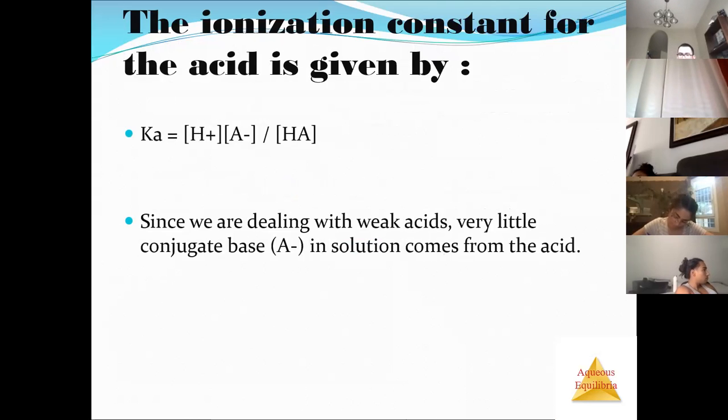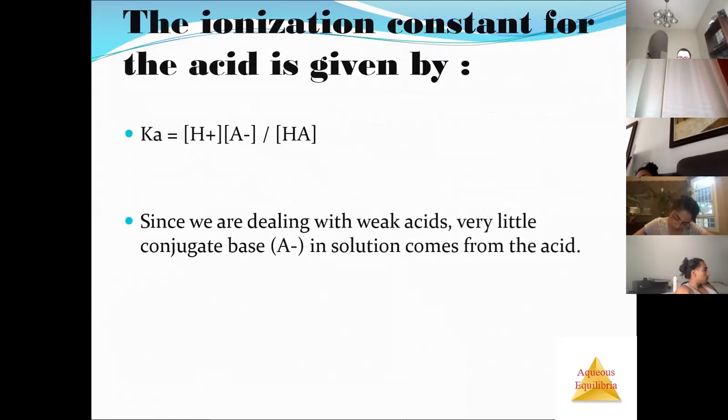So I have my equilibrium expression up here. I get very little A minus from the conjugate. If I have HA in solution, I'm generally putting in much more acetate from the salt than I am generating from the acid. Most of the conjugate base comes from the salt and not the weak acid.